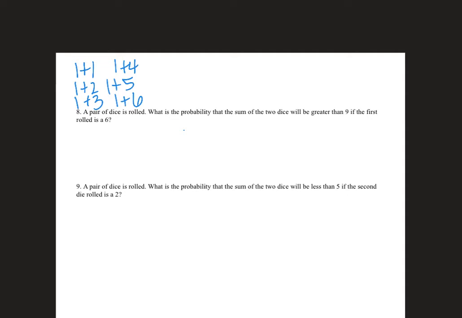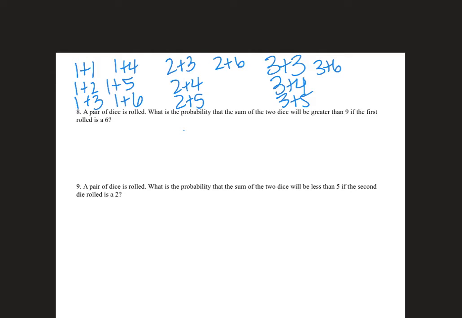Okay, now you can't do 2 plus 1 because 2 plus 1 is already here, so you can do 2 plus 3, 2 plus 4, 2 plus 5, 2 plus 6. All right, so those are your 1's first, 2's first, 3's first. So 3 plus 1 you can't do because it's already in your 1's column. You can't do 3 plus 2 because it's already in your 2's column, so you can do 3 plus 3, 3 plus 4, 3 plus 5, 3 plus 6.